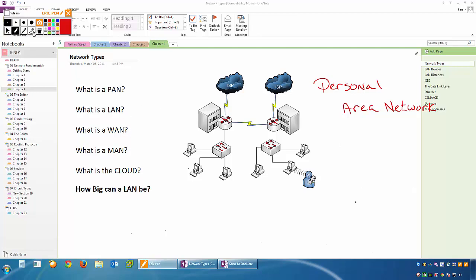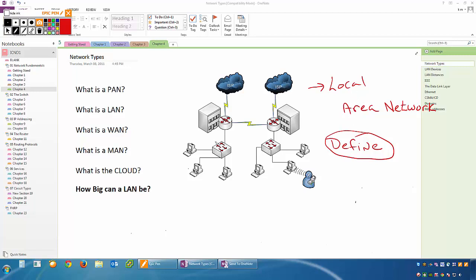LAN. LAN stands for local area network. Now, this is a big one, because local area network is technically how you define it. Now, what do I mean by define? Anytime I use the word define, it means definition. How do I provide a definition for local? If you are defining this word, it can mean anything.